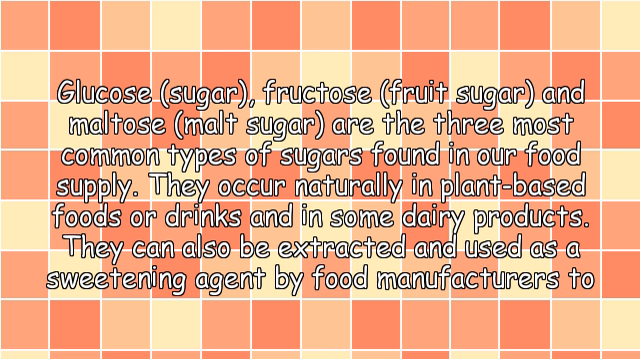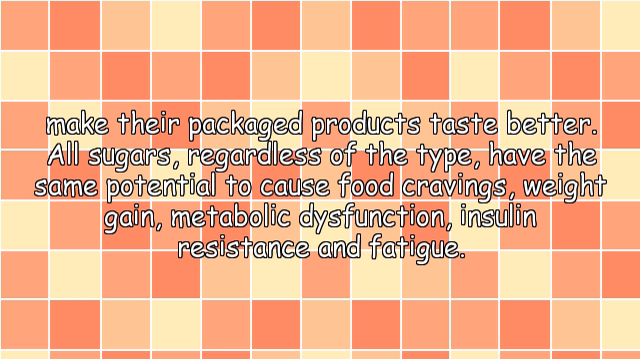Glucose (sugar), fructose (fruit sugar), and maltose (malt sugar) are the three most common types of sugars found in our food supply. They occur naturally in plant-based foods or drinks, and in some dairy products. They can also be extracted and used as a sweetening agent by food manufacturers to make their packaged products taste better. All sugars, regardless of the type, have the same potential to cause food cravings, weight gain, metabolic dysfunction, insulin resistance, and fatigue.